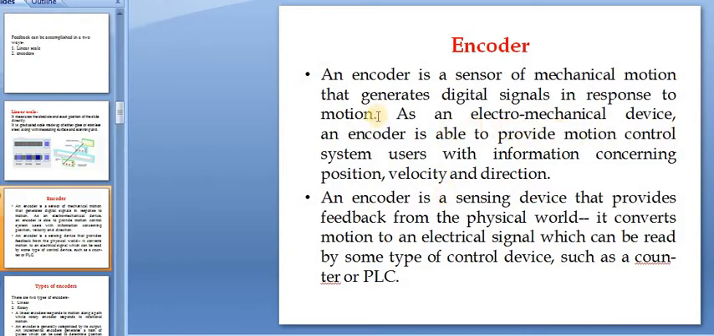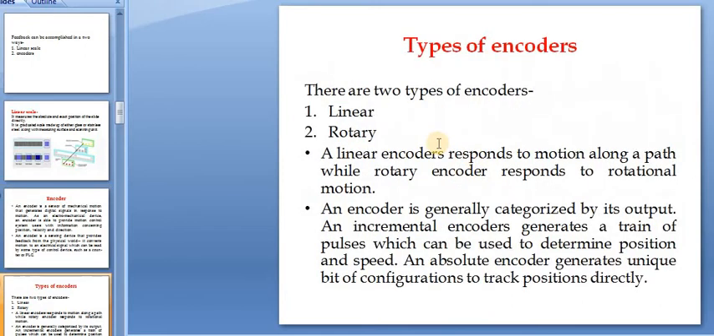As an electromechanical device, an encoder is able to provide motion control system users with information concerning position, velocity and direction. An encoder is a sensing device that provides feedback from the physical world. It converts the motion to an electrical signal, which can be read by some type of control device, such as a counter or PLC. So what are the types of encoders?